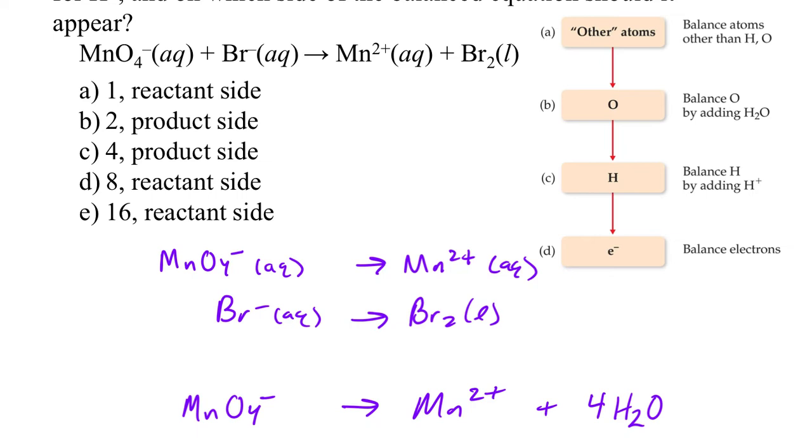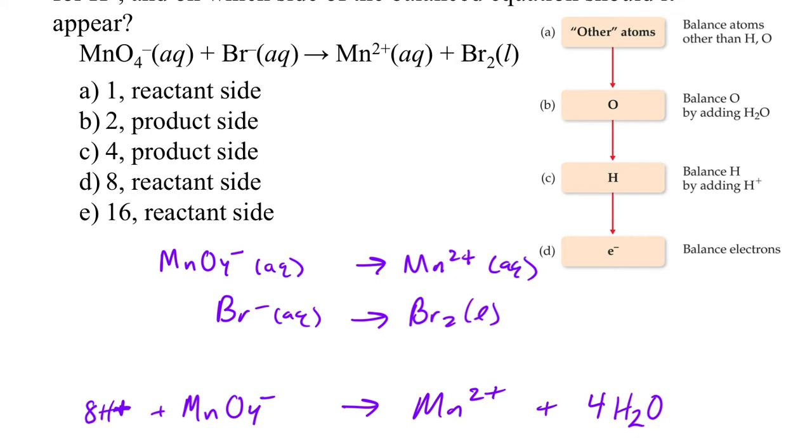So now we need to balance for hydrogen. We just added 8 hydrogen to the product side, so we're going to need to add 8 H plus, because we're balancing an acid, there's our acid. Add 8 H plus to the reactant side. Is everyone okay up to that point? Other atoms that aren't oxygen and hydrogen, then oxygen with water, then H plus for hydrogen.